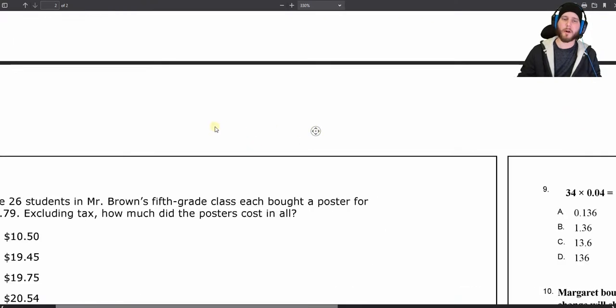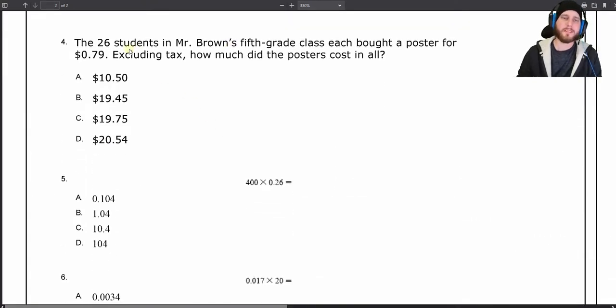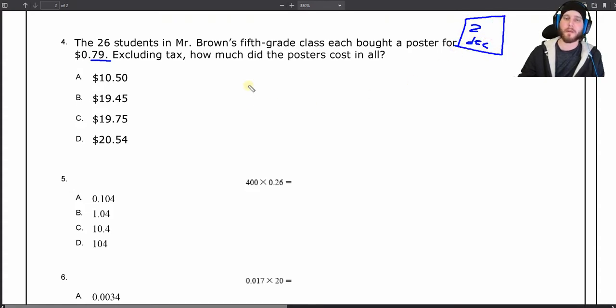For number 4, there are 26 students in Mr. Brown's 5th grade class, each bought a poster for 79 cents. Excluding tax, how much did the posters cost in all? So this is multiplication. We are doing 26 times 79 cents. 79 cents has 2 decimal places in it. 26 has none. So that's a total of 2 decimal places that my answer is going to have. So now I just multiply 79 times 26. I pretend the decimal's not there.